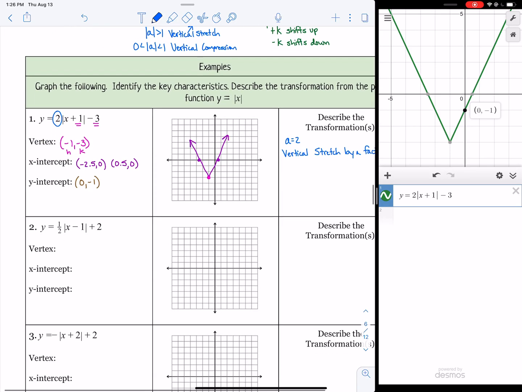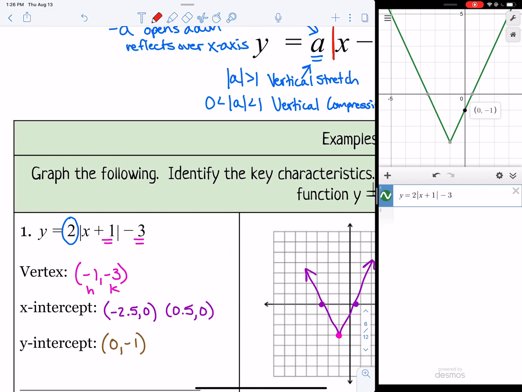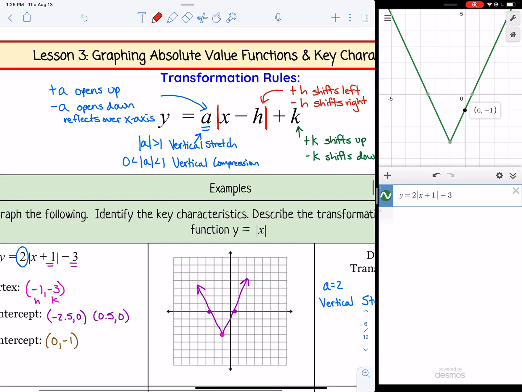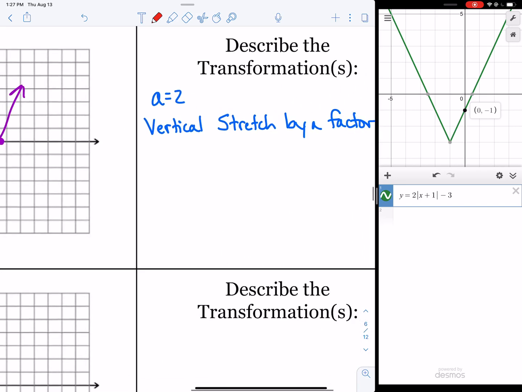Okay, so let's look back over here at the h. h we put in red at the top. h makes our graph shift left if it's positive and right if it's negative. So in this case, it's a positive 1, the way it shows up right there. So it's going to make my graph go left 1.